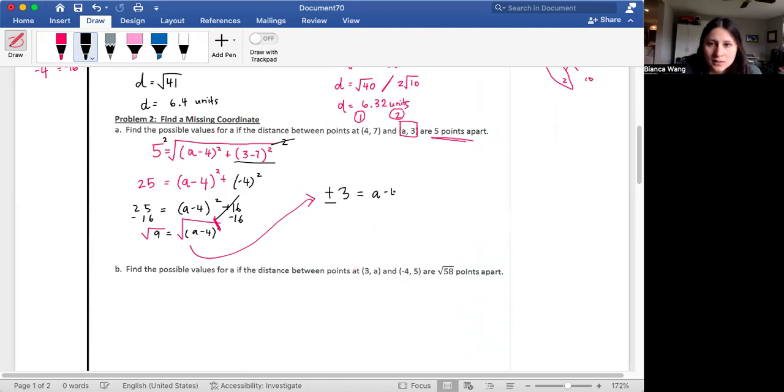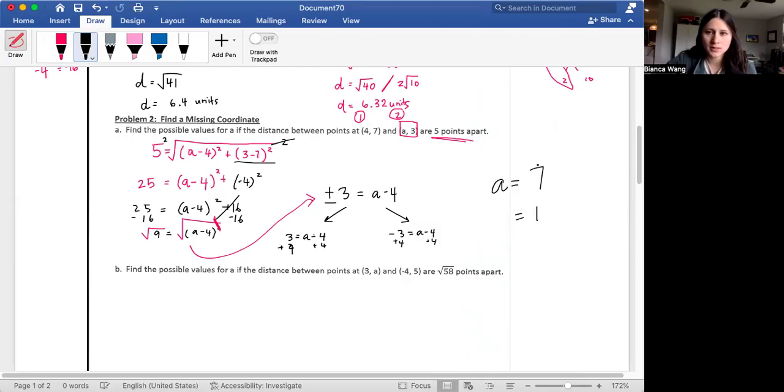And now we have to split this into two equations: 3 equals a minus 4, and then -3 equals a minus 4. So now we're going to work two separate equations out, and one of them is +7 and one of them is +1. So the value of a can be +7 or it can be +1.